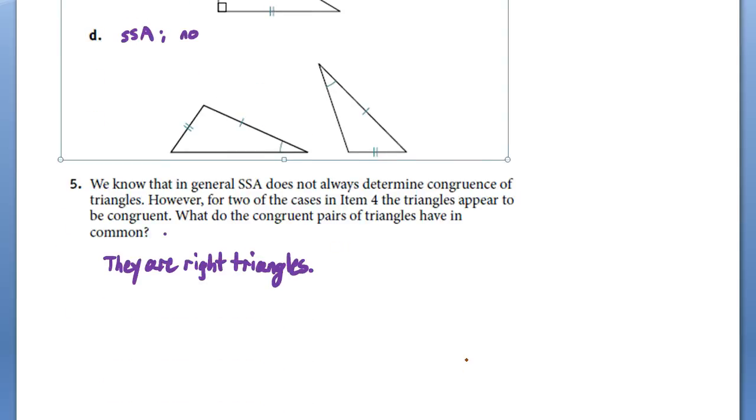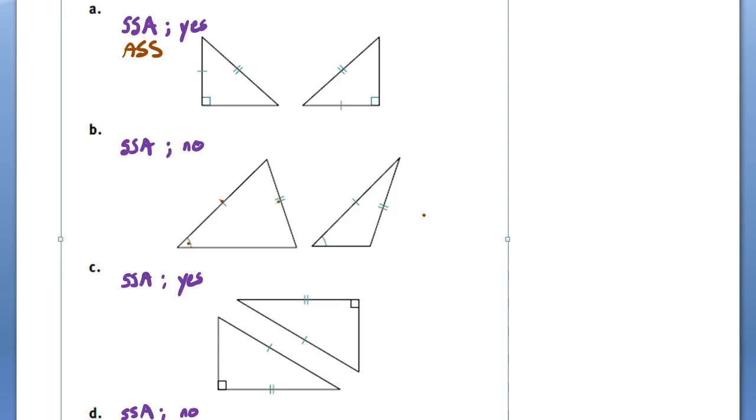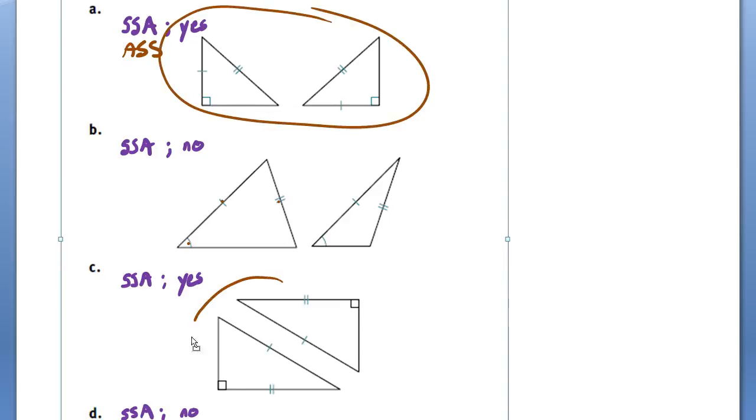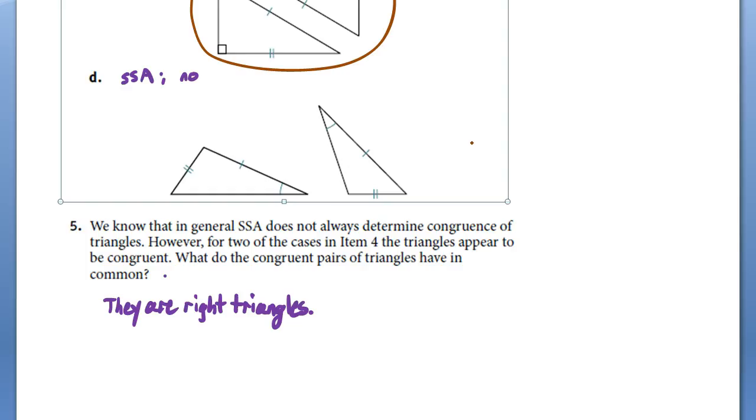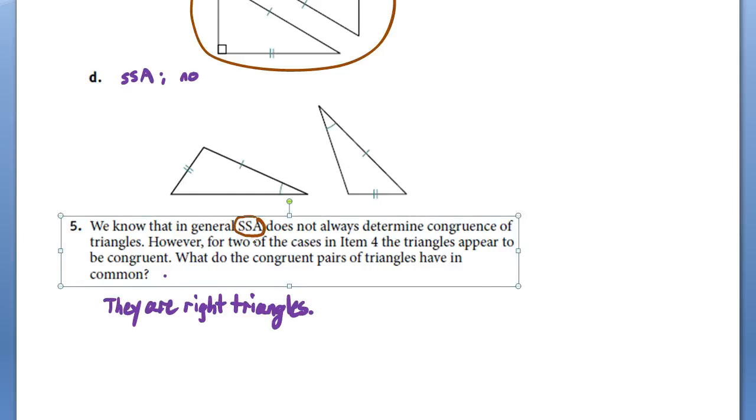Okay, number 5. We know that in general, SSA does not always determine congruence. However, for 2 of these cases, they did appear to be congruent. What did the congruent pairs have in common? So that was the one from A and the one from C. What do these triangles have in common? Do you see the right angles? These are right triangles. So when they are right triangles, it looks like SSA does guarantee congruent triangles.